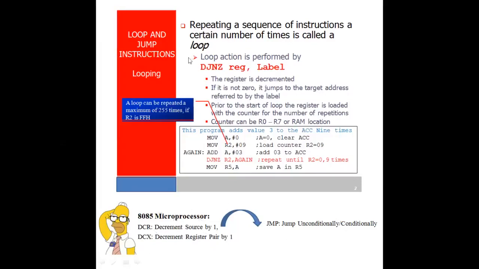But in the 8051 microcontroller, these two instructions are combined together into one instruction, that is, decrement jump if not 0. Let us take one example.